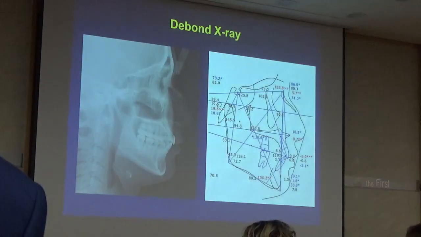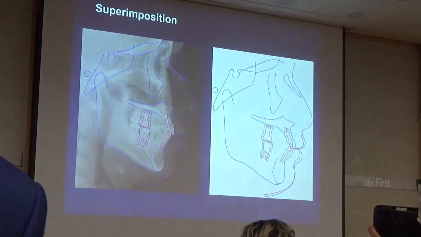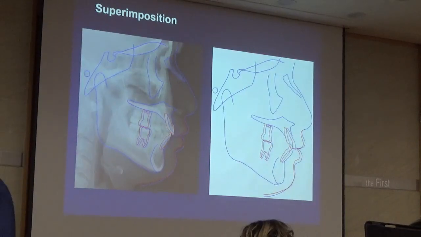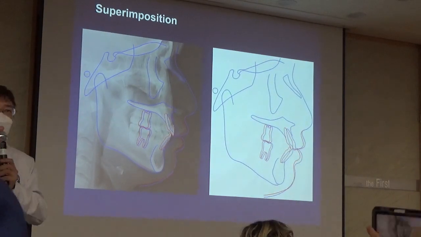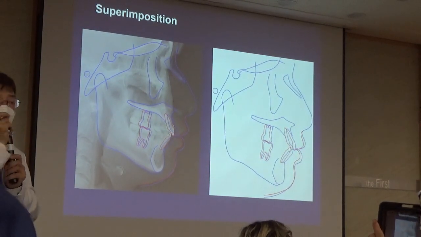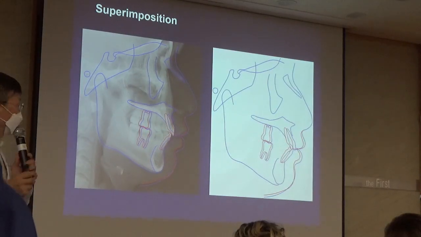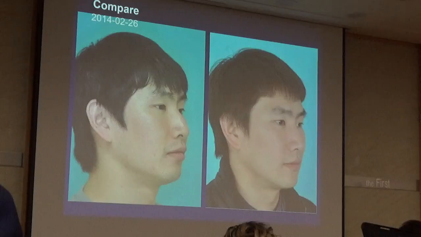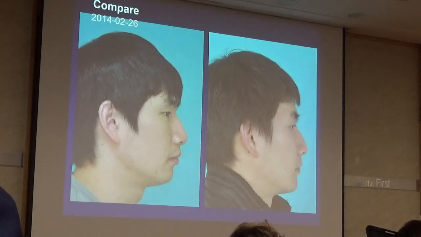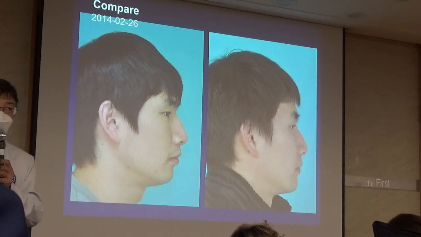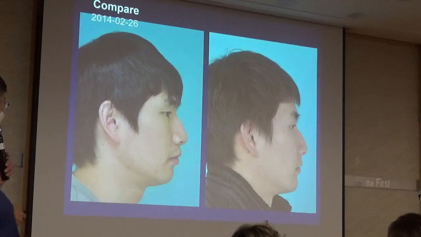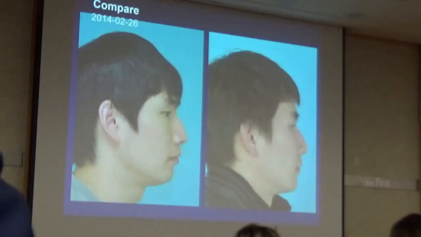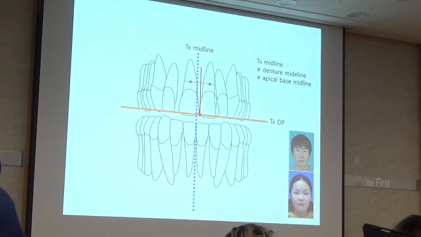He's happy. Let's have a look at the superimposition. Couple millimeter distalized retraction of upper and lower incisors. That helps slight retraction of the lips. So he looks a little better, not very much, but a little better. Okay, this is a midline-based diagnosis.